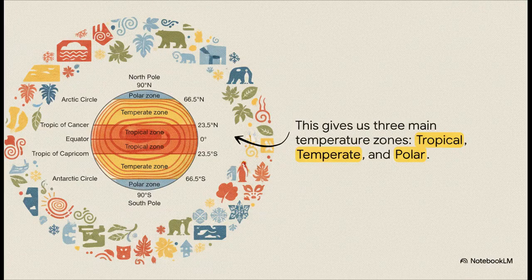And because of that pattern, we can easily break the world down into these three main temperature zones. You've got your tropical zone, super hot, right there in the middle, then the temperate zones, where things are a bit milder, and of course the freezing polar zones at the very top and bottom. It's all so neat and tidy, makes total sense.